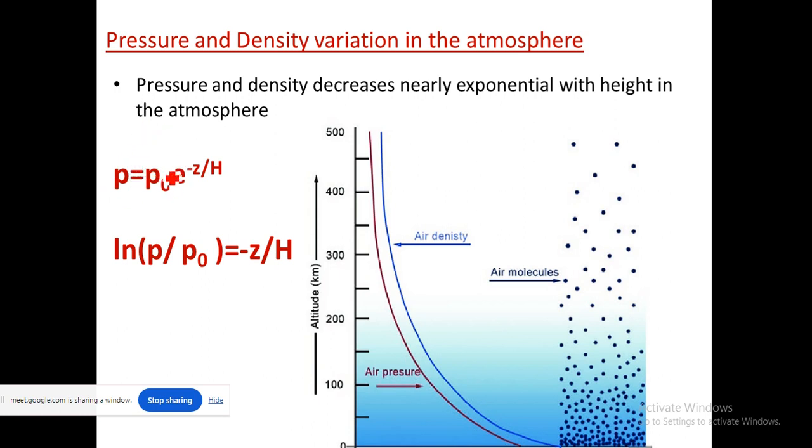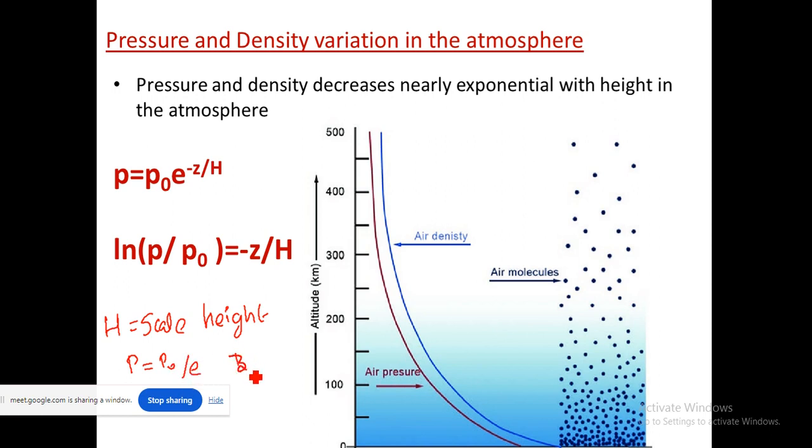P0 is the surface pressure, and P is the pressure at a height Z. Then P is given by P is equal to P0 e raised to minus Z by H. Okay, and this H is known as the scale height of the atmosphere, which is basically the height at which P becomes P0 by e, or the surface pressure reduces to 1 by e times. Pressure reduces to 1 by e times its initial value. That height is basically known as the scale height. So P is equal to P0 e raised to minus Z by H, where H is the scale height. So scale height is the height at which P becomes P0 by e.